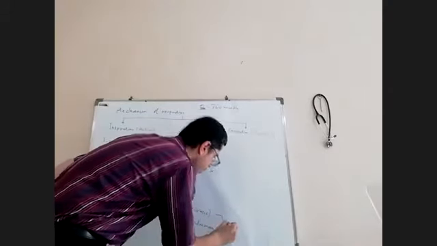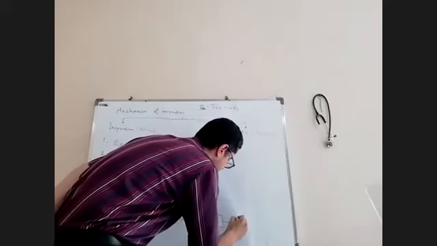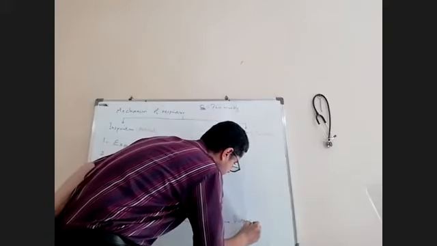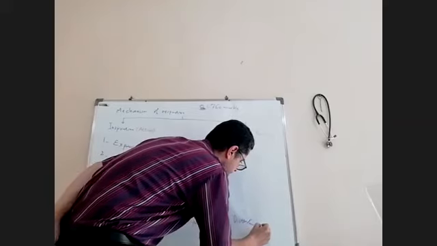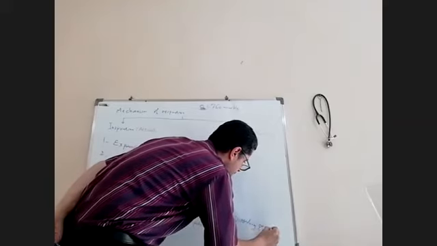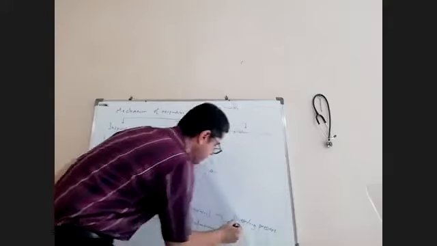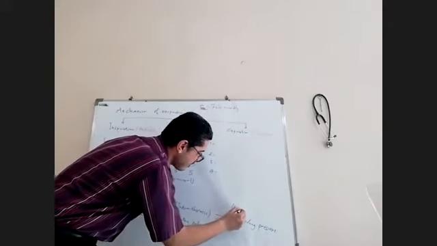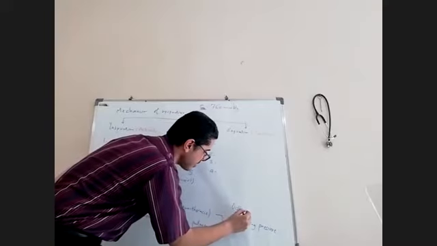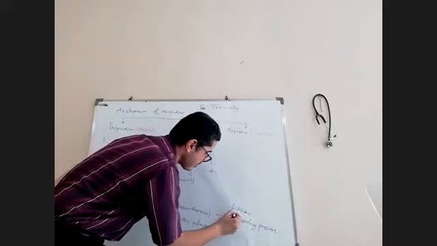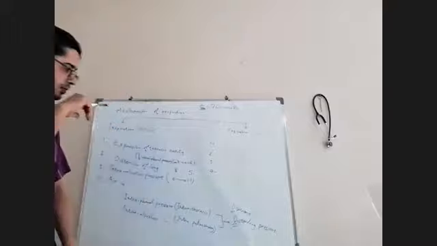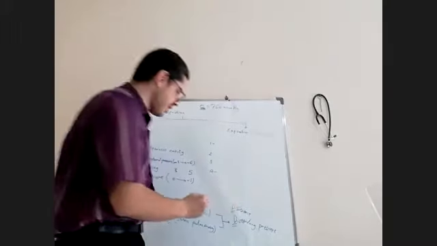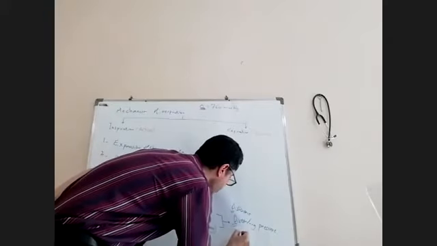The difference is called distending pressure. That's why this is the difference. The other name for distending pressure is transpulmonary pressure.